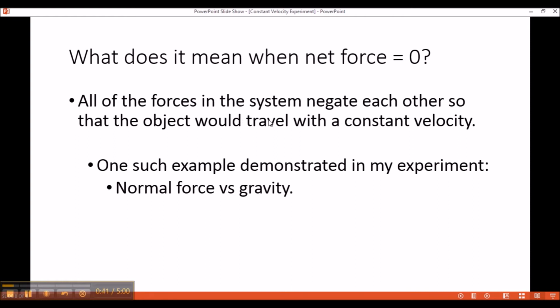One such example, as demonstrated in my experiment, would be the fact that gravity, which pulls the ball down towards the center of the Earth, and the normal force, which pushes the ball up away from the center of the Earth, negate each other because they are equal and opposite forces. This results in a net force equal to 0, and ultimately plays no role in the fact that my ball travels in constant velocity. As a result, my experiment was a very good demonstration of what constant velocity should look like.